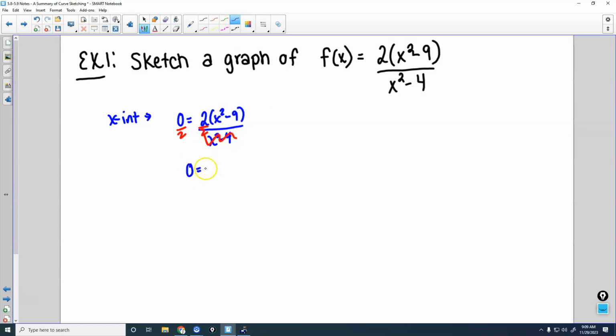So I'm going to divide both sides by 2 here, or you could distribute it either way. You're going to get 0 equals x squared minus 9. Move your 9 over, and x is going to equal plus or minus 3. So my x intercepts are at (3, 0) and (negative 3, 0).